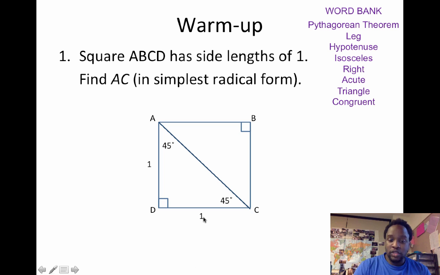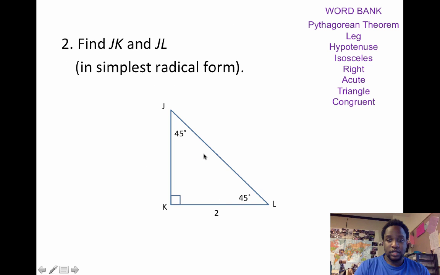So it would be 1 squared plus 1 squared equals C squared. So this would be the square root of 2. Now let's do this one. So this would be 2 squared plus 2 squared equals C squared. And 2 squared is 4.